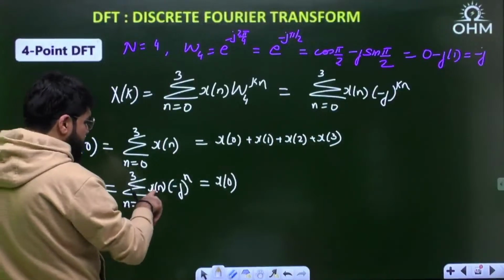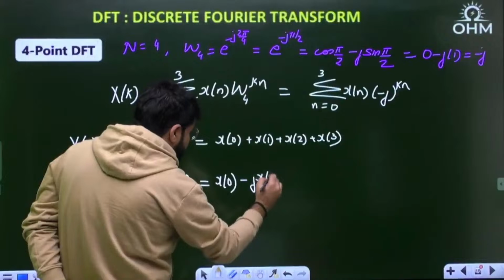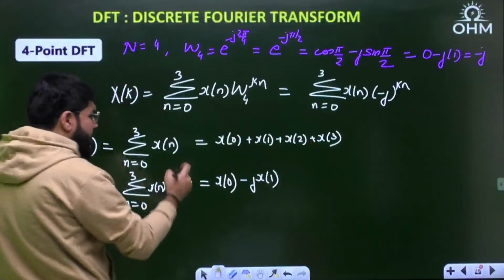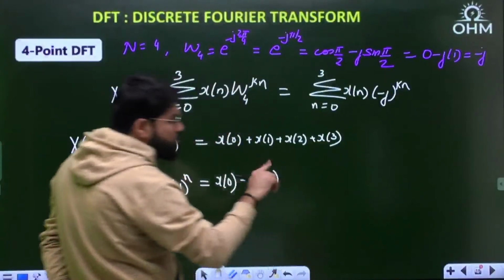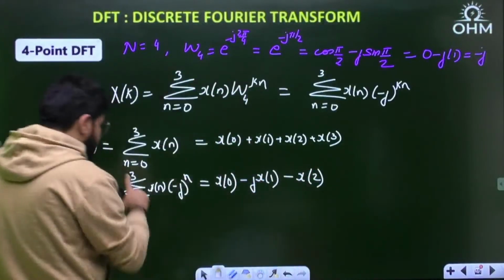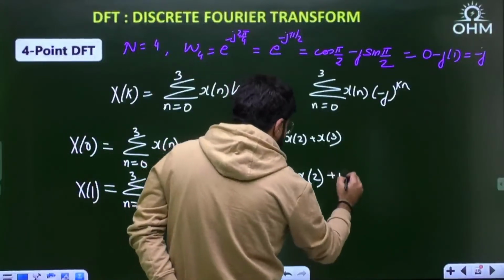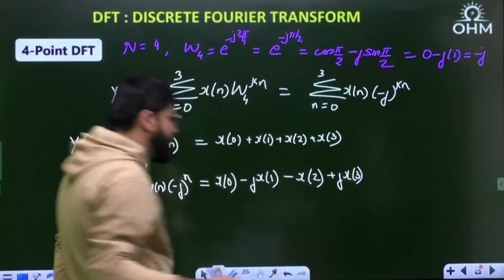What will I have? For n equal to 0, x0, since minus j power 0 is 1. Then minus j x1, minus j power 1. Next will be minus j power 2. Minus j power 2 is j square, but j square is minus 1, so minus of x2. For n equal to 3, minus j cube becomes plus j, so plus j x3.